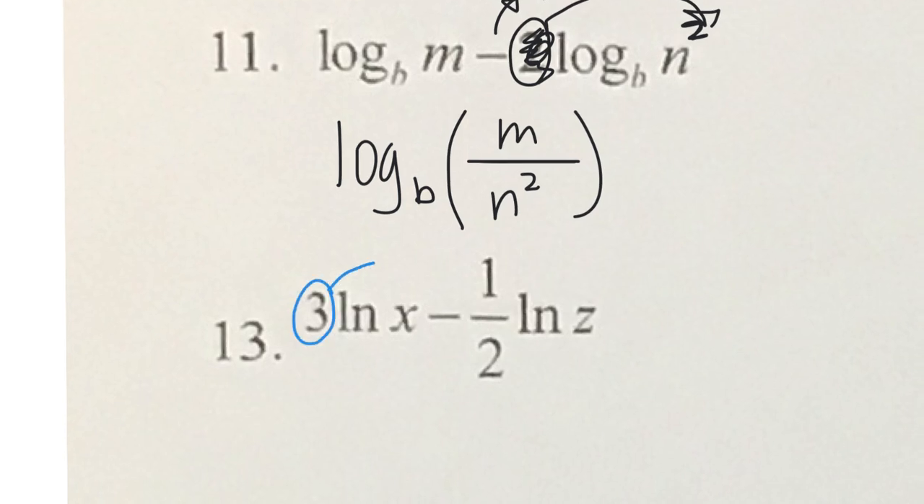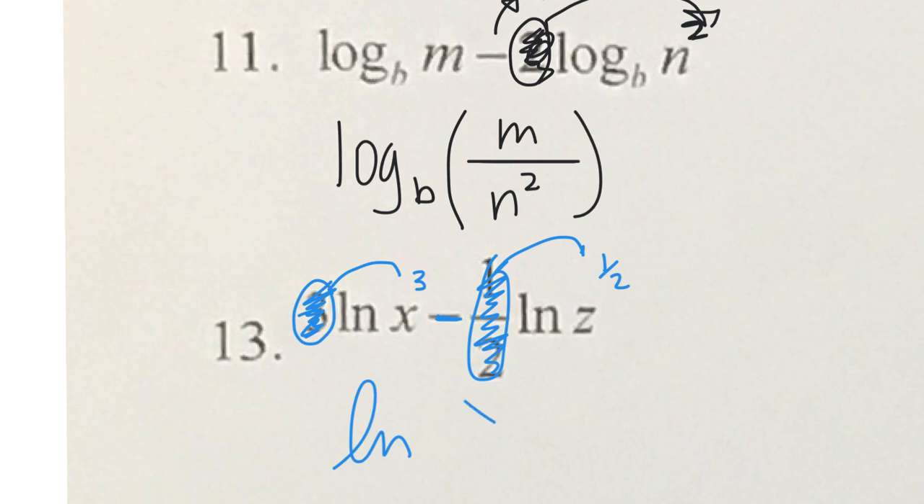So 3 comes to the top here, right, it's x to the 3rd power, z to the 1/2 power, right? Anytime we have a multiplier in front, it becomes a power. Subtraction becomes division. So x cubed on top and z to the 1/2 on the bottom.